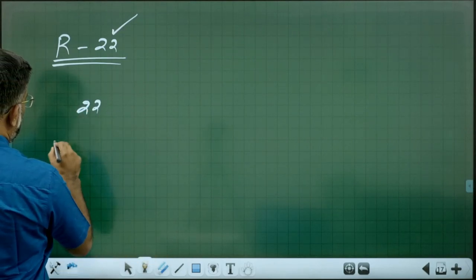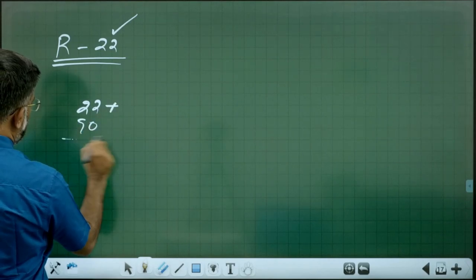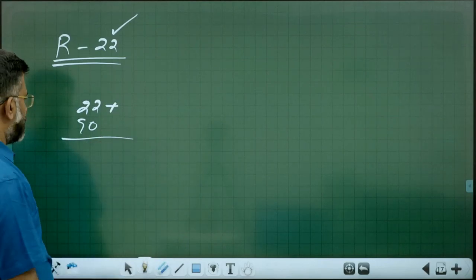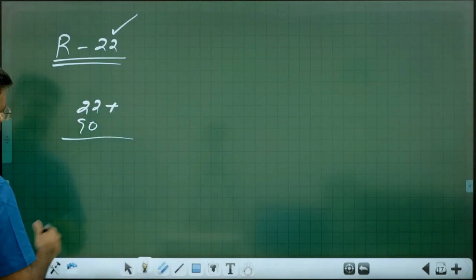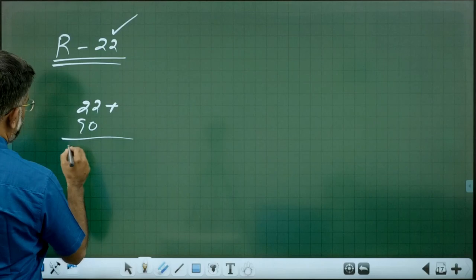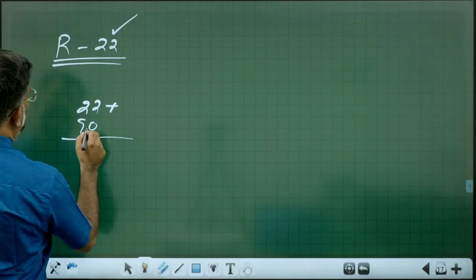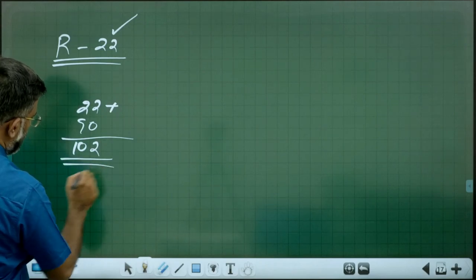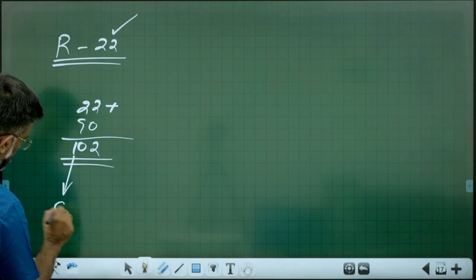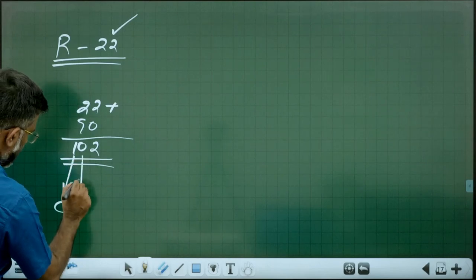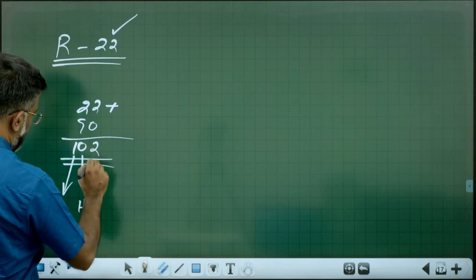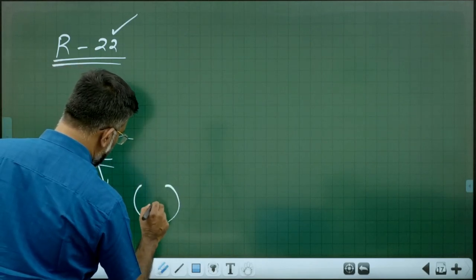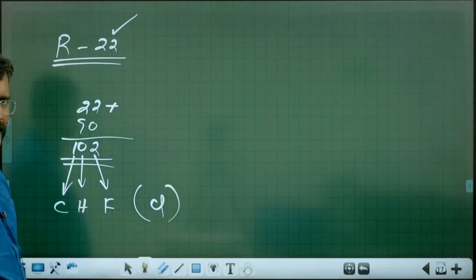If you take 22, add 90. It is called the 90 method. 22 plus 90, you will get how much? 102. When you get such a number, the first number refers to the number of carbon atoms. The second number refers to the number of hydrogen atoms. The third number refers to the number of fluorine atoms. And if any free valency is left, fill it with chlorine.